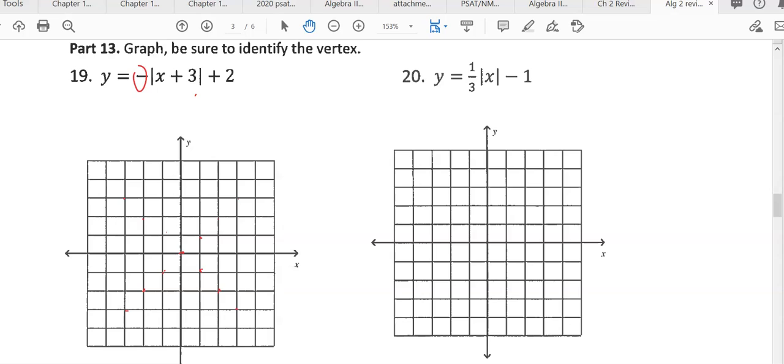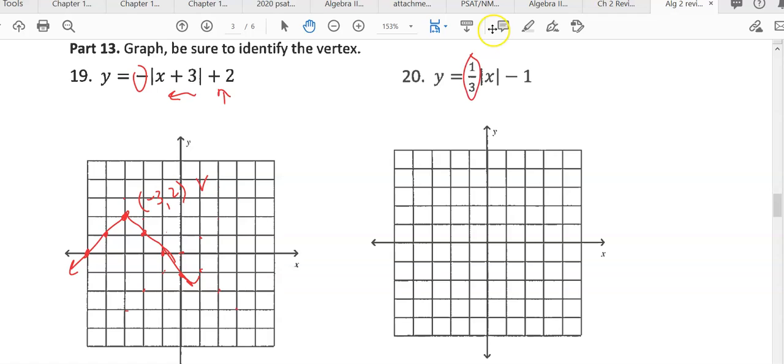I just did that. It goes to left 3 and up 2. So every point goes to left 3, 1, 2, 3, up 2. That's my vertex, and negative 3, comma 2 is my vertex. Everything else goes left 3, up 2. Looks like this. Something like that.